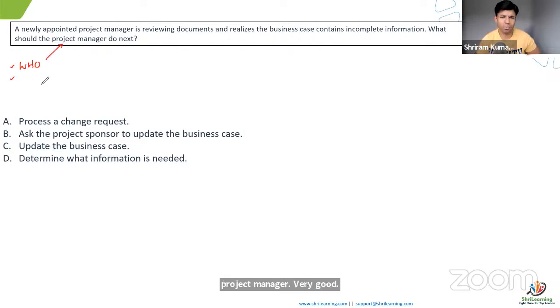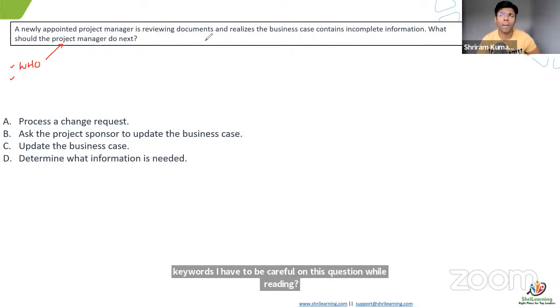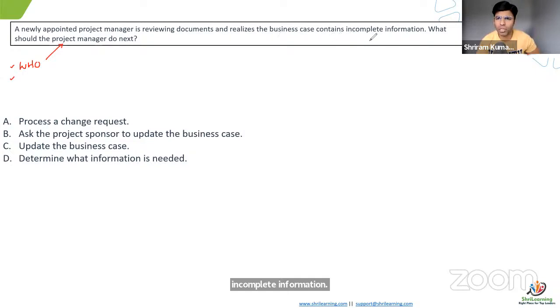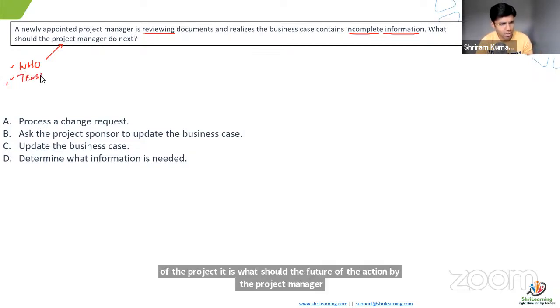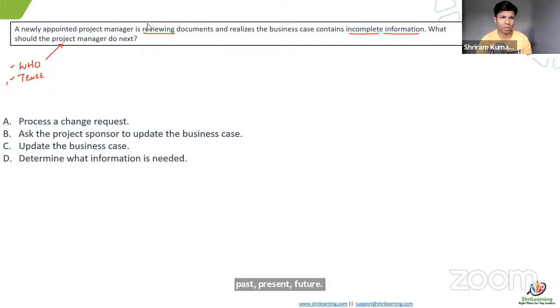Any keywords I have to be careful about while reading this question? Business case, incomplete information. Okay. And what else? Tense. Reviewing. What to do next? The tense of the question is what should be the future action by the project manager, so the tense should be watched. What is the tense here? Past, present, future? Present, reviewing. Present it is.